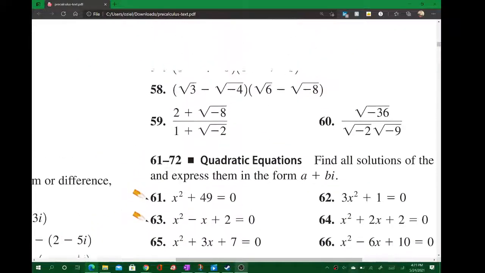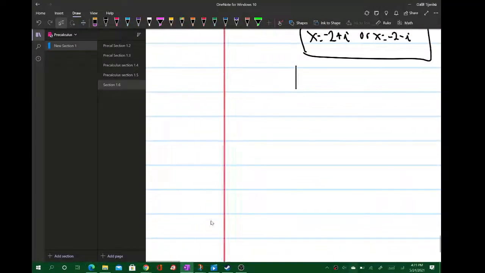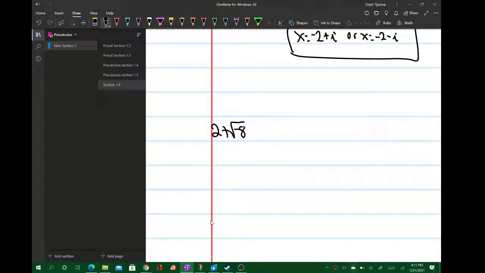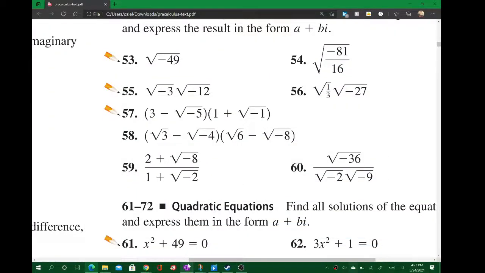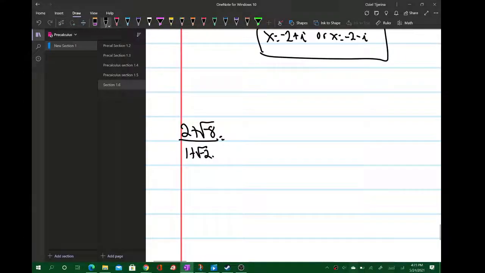I'm gonna do one more example here from this, right? 2 plus the square root of negative 8 over 1 plus square root of negative 2, right? So this is going to be 2 plus, and then we have the square root of negative 1 times the square root of 8 over, and then we have 1 plus, and the square root of negative 2, that's just square root of negative 1 times the square root of 2. So then this is 2 plus i square root 8 over 1 plus i square root 2.